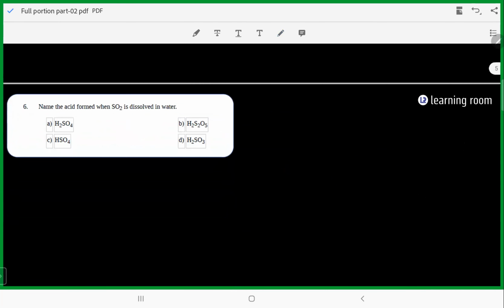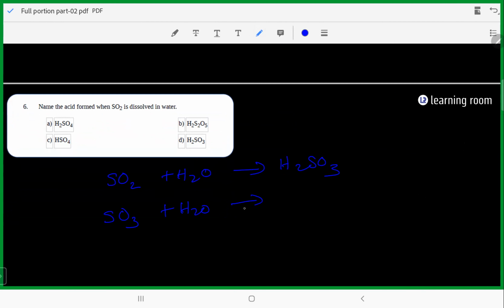And then, name of the acid formed when SO2 is dissolved in water. So SO2 plus H2O, you just combine, H2SO3. In case SO3 is combined with water, it will give H2SO4. So here they have given sulfur dioxide. So what is the answer? D will be the answer. Okay. Clear? Yes, sir.